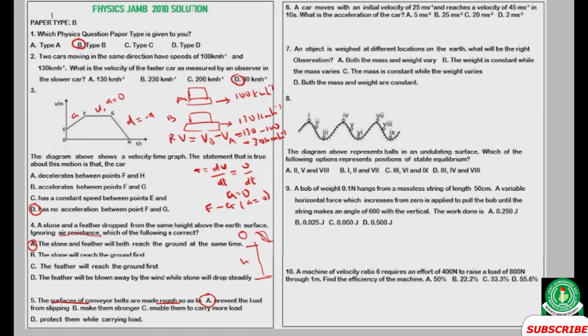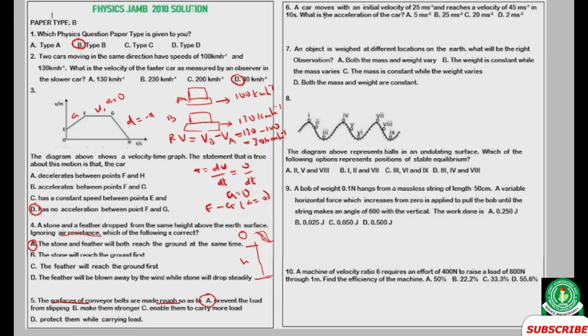Option A. Please take note of that. Now, number 5 says that a car moving with an initial velocity of 25 meters per second reaches a velocity of 45 meters per second in 10 seconds. What is the acceleration of the car?